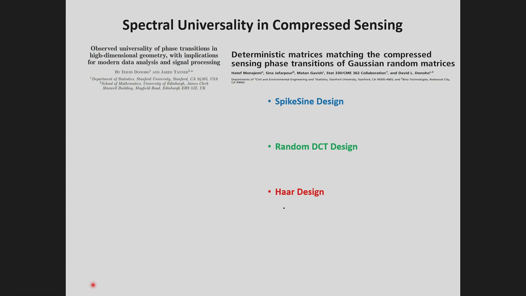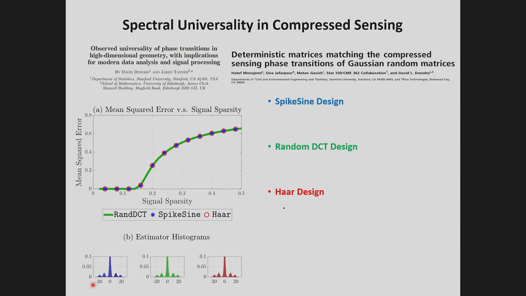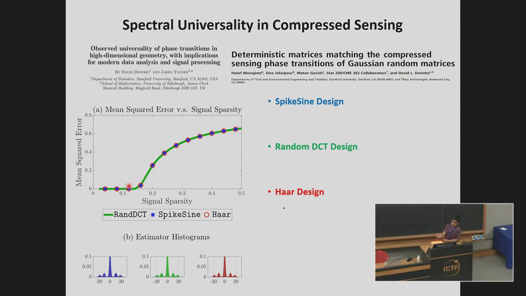They looked at three different design matrices, and I'll explain what they are: spike sign design, random DCT design, and Haar design. What they were interested in is understanding the performance of the Lasso estimator for these three designs. So they plotted the mean square error of the Lasso estimator as you change the sparsity of the underlying signal. And what they found was that these three designs behave exactly the same in their simulations. It's not just that the mean square error was the same; if you plotted the empirical distribution of the estimator, it seemed like the distribution of the estimator was the same.